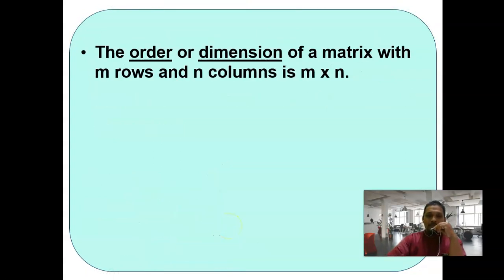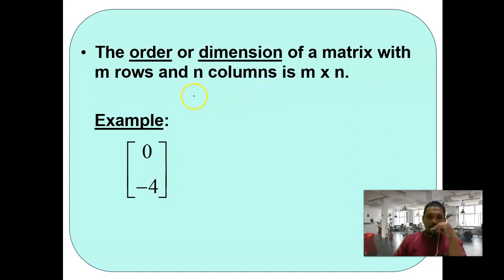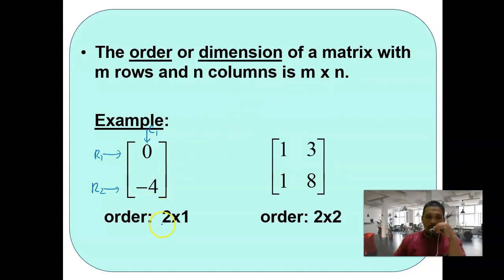The order or dimension of a matrix with m rows and n columns is m times n. For example, we have this matrix with row 1 and row 2 and one column, column 1. So it is of order 2 times 1, m times n, where 2 rows and 1 column. And this one here, we have row 1 and row 2, and column 1 and column 2, so it is of size 2 times 2.